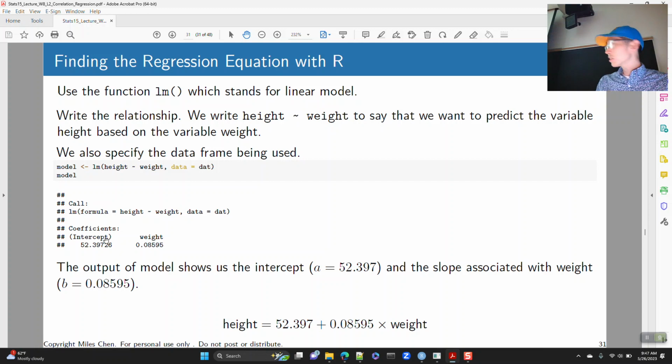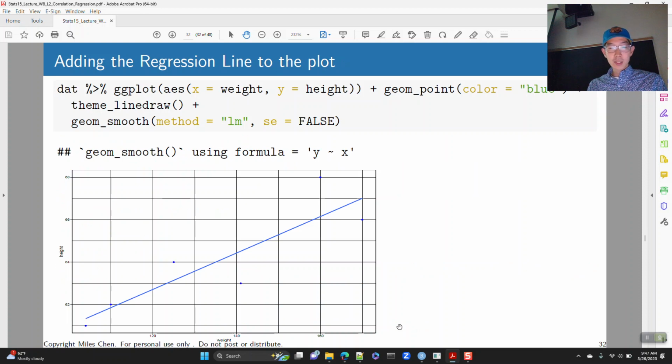And then it comes back and it says this is your intercept, 52.39726, and your weight, the slope for the weight variable is 0.08595, okay? And so this says if we had to predict someone's height, we're going to take this number plus this times their weight. Okay?